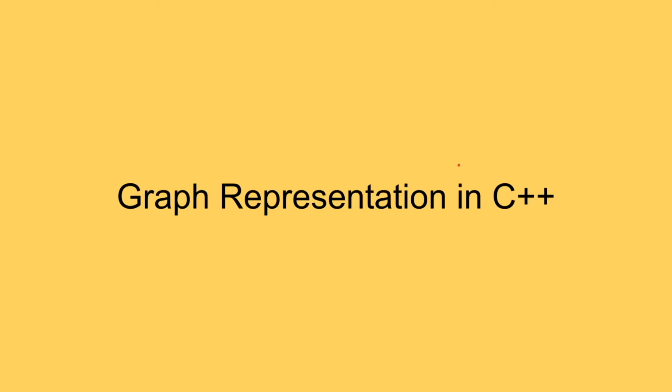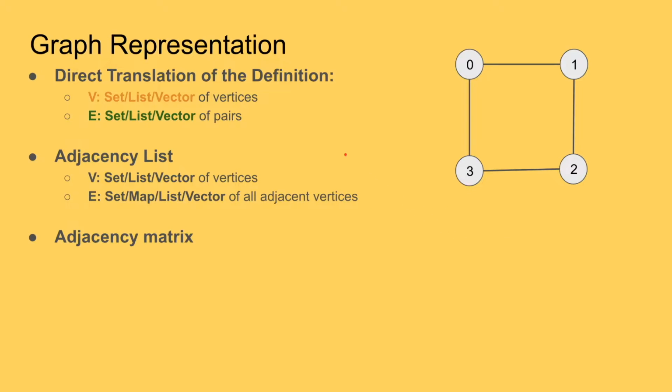Now using these definitions and reminders, how do we represent a graph in C++? There are basically 3 methods. Method 1 is the direct translation of the definition, basically representing two sets. Set 1 is V, set 2 is E. The second option is something called adjacency list. Don't get scared by its name yet, it's very simple. And then the third one is adjacency matrix.